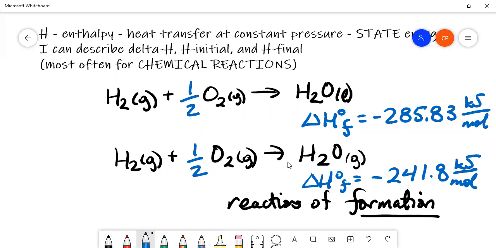Okay? So what this says is if we take 1 mole of hydrogen gas and half a mole of oxygen gas and combine them, we get 1 mole of liquid water and we release 285.83 kilojoules of energy. Or we get 1 mole of water vapor and we release 241.8 kilojoules of energy. We actually release a little bit less energy forming water vapor than we release forming liquid water. Nice little fun fact to toss on.